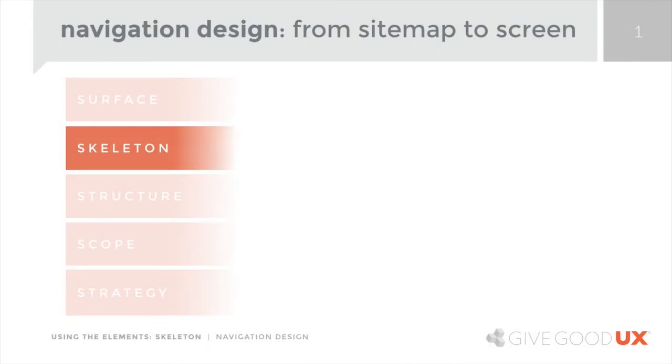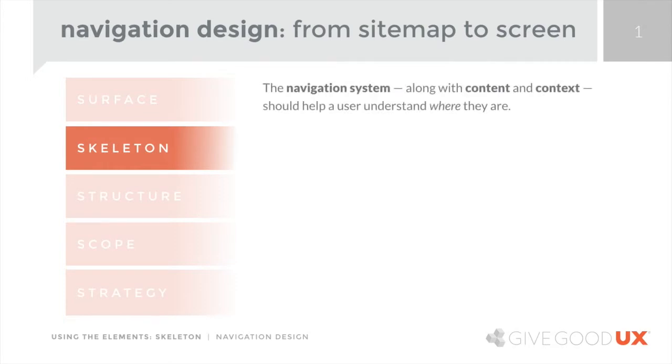On the information side of things, we have navigation design. Any part of the interface that allows people to go places is navigation. It enables the user to see that structure, and it's the means by which they can move through it. Think of navigation design as the place where the sitemap meets the design. The navigational system, along with content and the context of that content, should help someone understand where they are, along with where they can go.